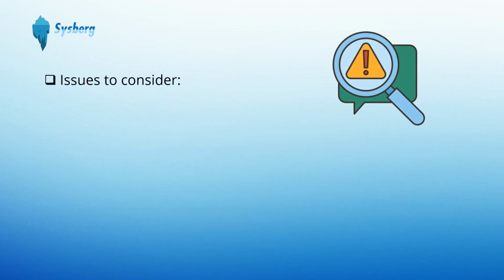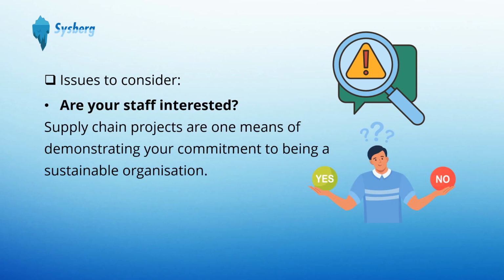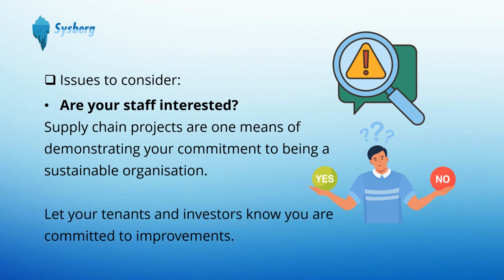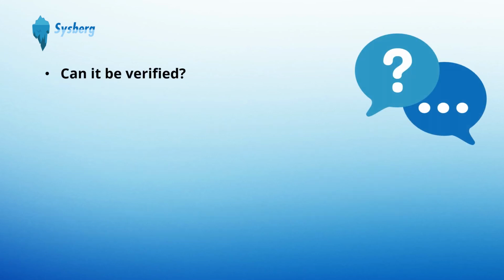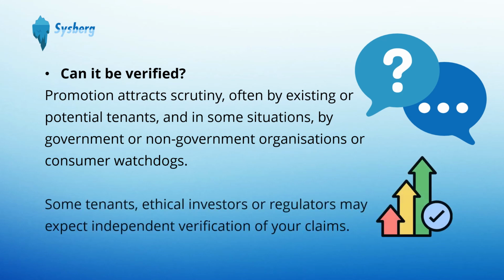Promoting supply chain initiatives, issues to consider. Are your staff interested? Supply chain projects are one means of demonstrating your commitment to being a sustainable organization. Let your tenants and investors know you are committed to improvements. There will be opportunities to collaborate with tenants and achieve outcomes that suit their needs as well as yours. Can it be verified? Promotion attracts scrutiny, often by existing or potential tenants, and in some situations, by government or non-government organizations or consumer watchdogs. Some tenants, ethical investors or regulators may expect independent verification of your claims.